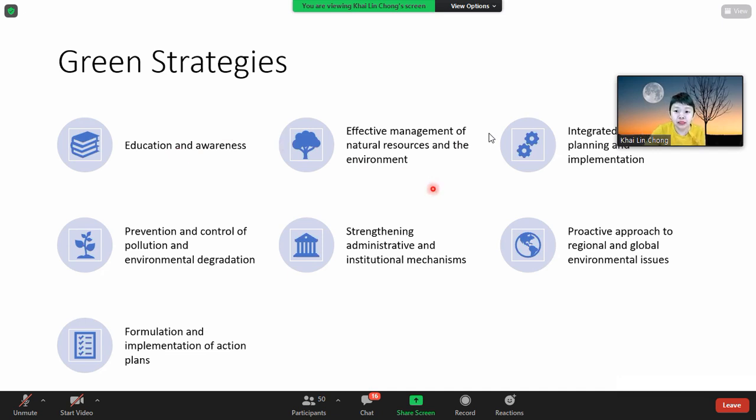Okay, effective management of the natural resources and environments. Integrate the development plannings and implementations. Preventions and control of pollutions. Strengthening the administrative and institutional mechanism. So this is also why kita, if you always heard University for Society, U4S, pernah tak dengar terms ni?